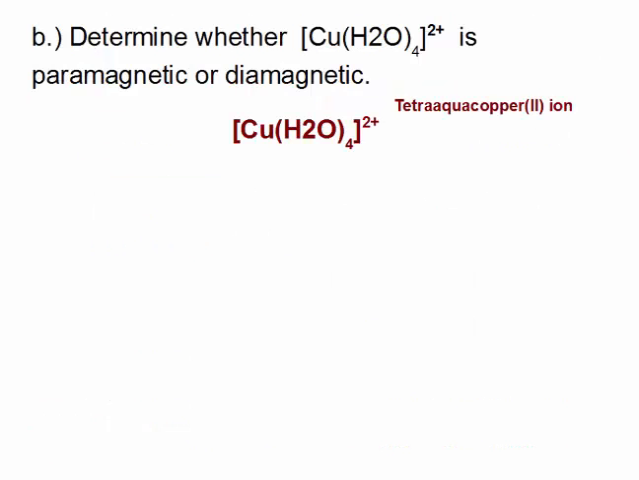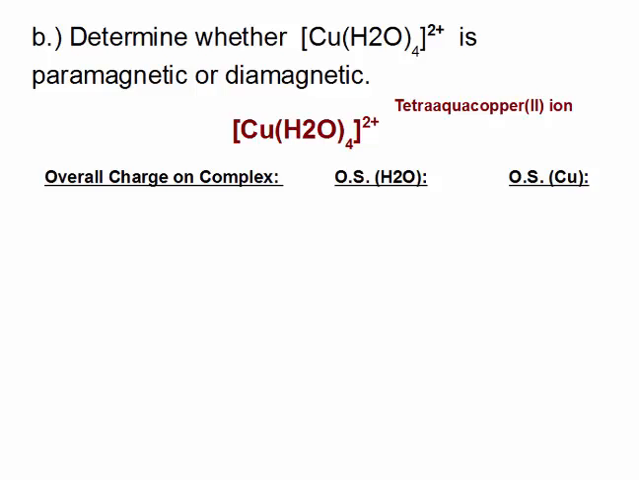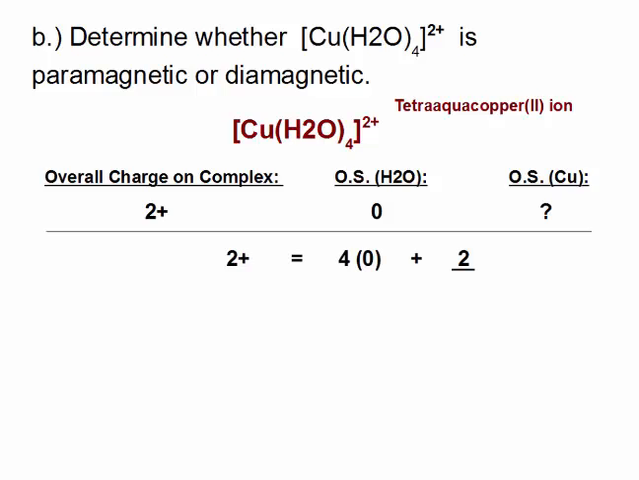Now we turn our attention to tetra-aqua copper 2 to see whether it is paramagnetic or diamagnetic. First, we look at the overall charge on the complex and find that it is 2+. The oxidation state of the aqua ligand is 0, so now we need to find the oxidation state of copper. Doing basic algebra, we find that the oxidation state of copper is 2+.